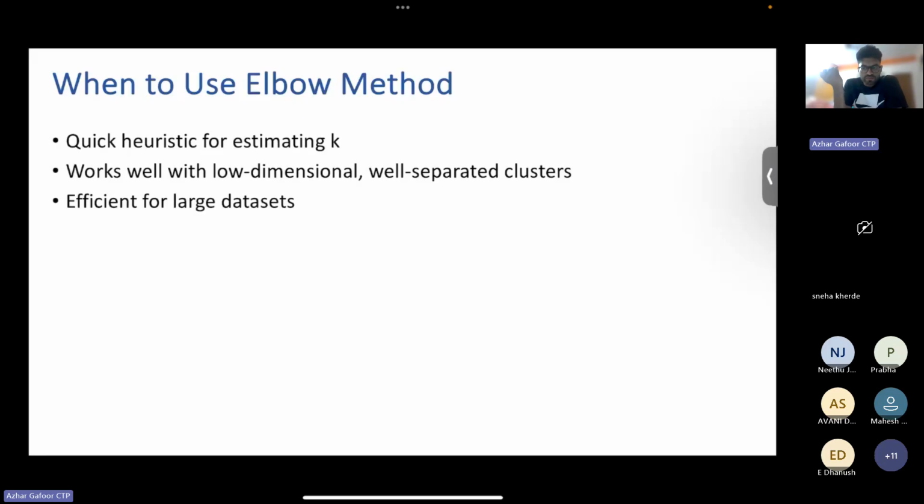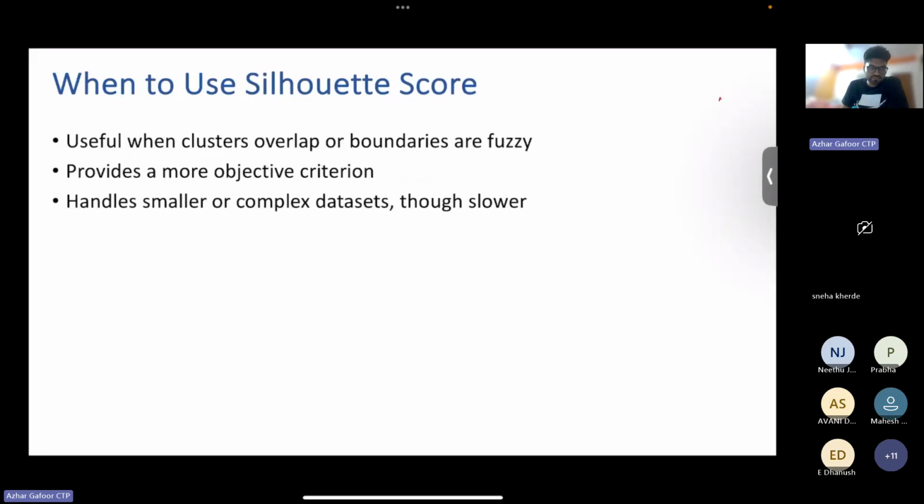Then when can we use Silhouette scores? Silhouette scores are useful when clusters overlap or boundaries are very fuzzy, because we cannot see a correct boundary. Like we have seen in the KNN example, the dogs and horses, there was some overlap in the data. So in such cases, the Silhouette score works better. It provides a more objective criterion, and it handles smaller or complex data sets. But it can be slower.